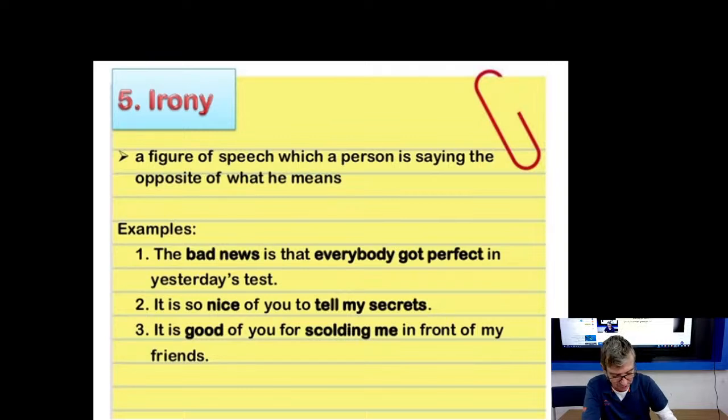So we've got some examples here. 1, 2, 3. My own example might be, nice hair, JT, nice hair. Or it could be, good news, everyone. School is now open from 7 o'clock to 5 o'clock every day. So this could be an example of irony.